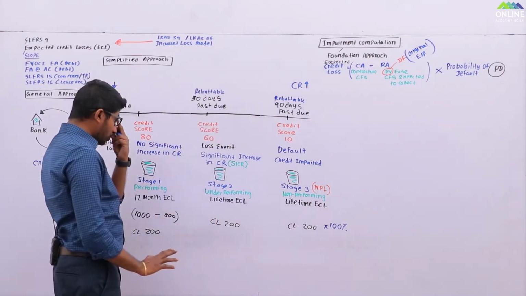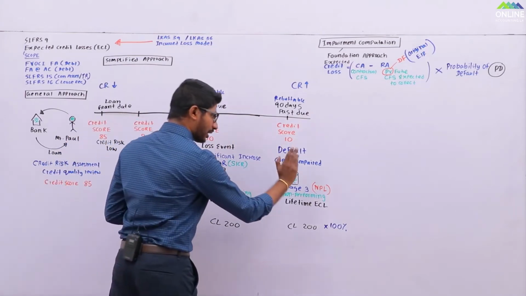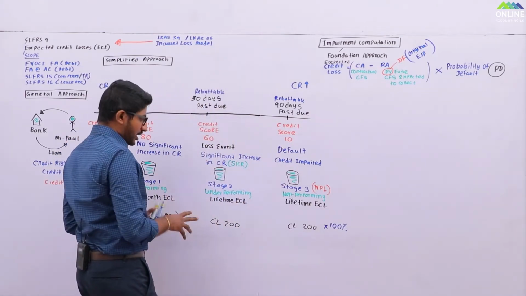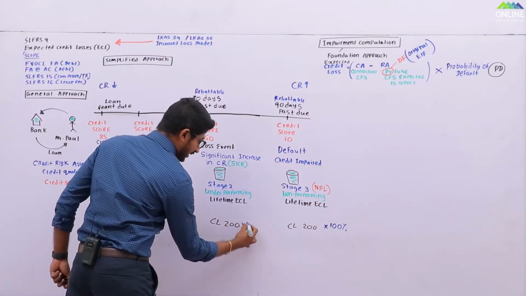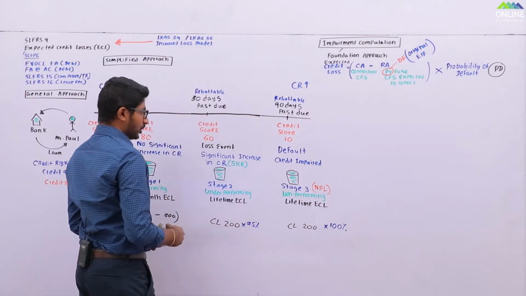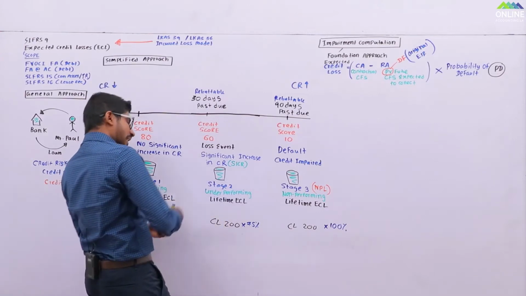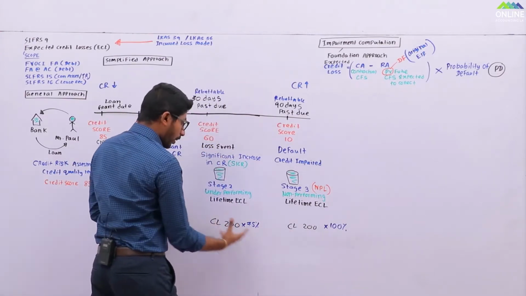Come to here. Now we are at stage 2, still not going to the default stage. Now what is the probability of default? So let's say it is 75. We have a loss event but still not defaulted, but the probability of default is 75.